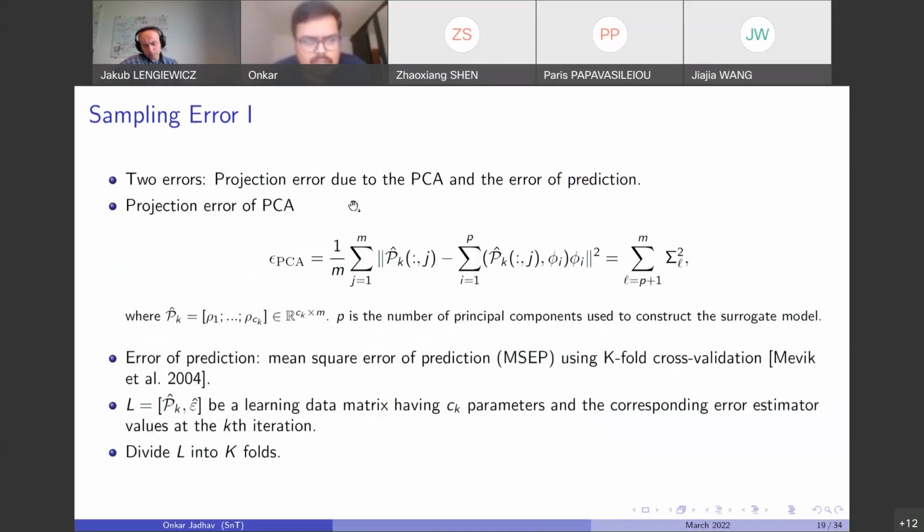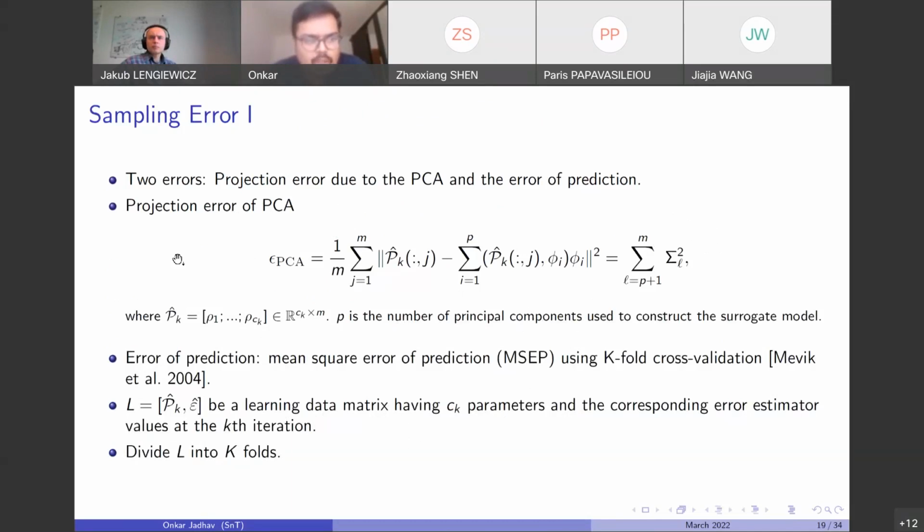Now let's talk about the sampling errors. The method which I presented during this talk is the principal component regression technique. This is a projection-based technique, so it has the projection error of the principal component analysis, which we can represent in a similar sense to the projection error of our proper orthogonal decomposition, which is nothing but the sum of squared neglected singular values while selecting the P principal components.